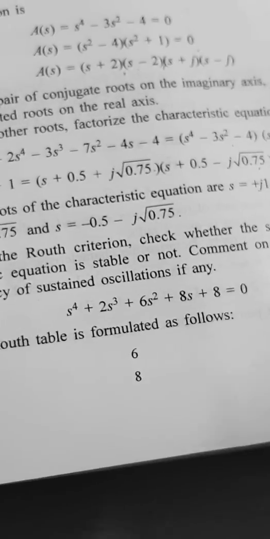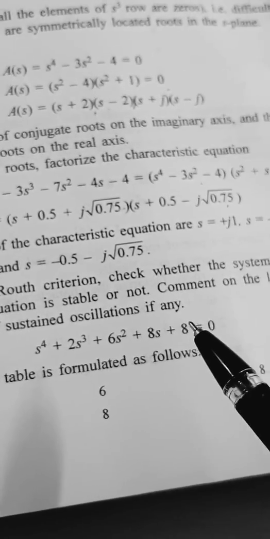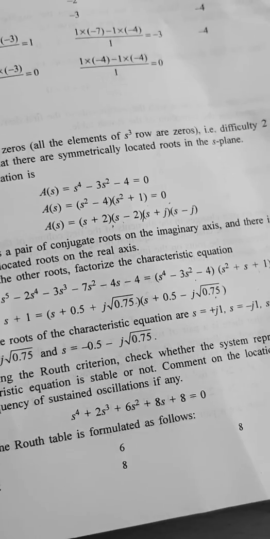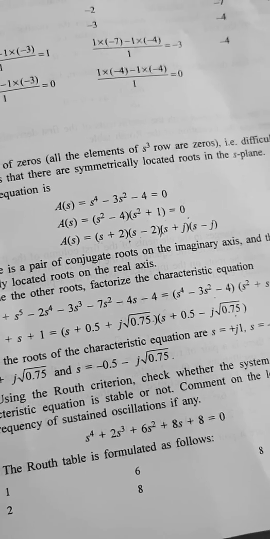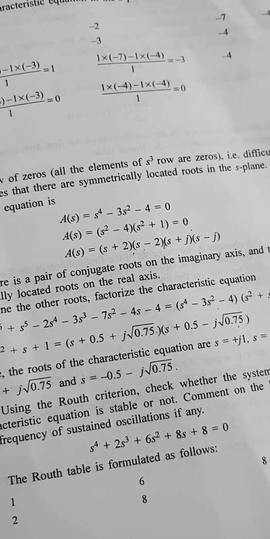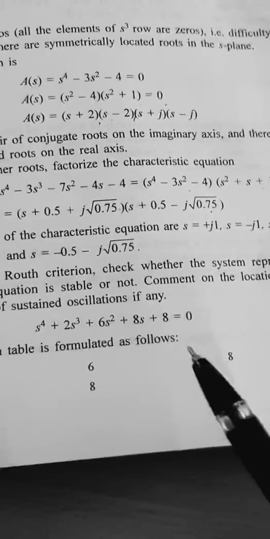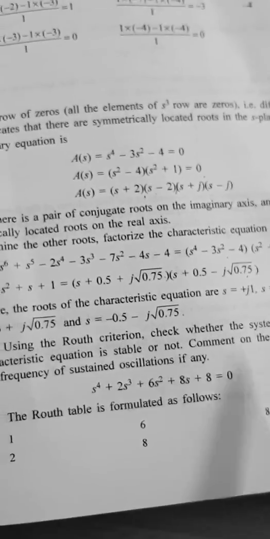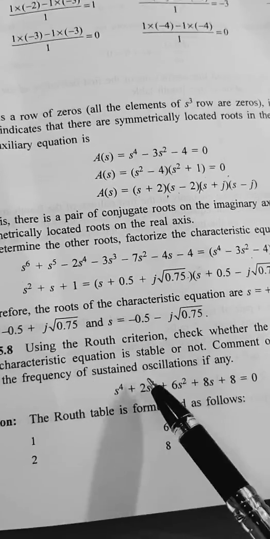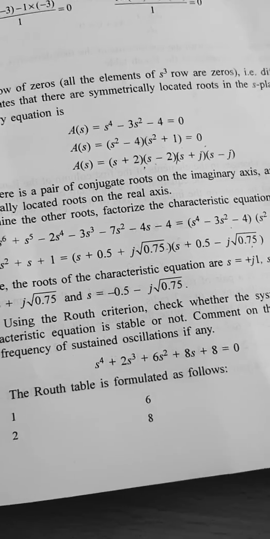Now the next problem: using the Routh criterion, check whether the system represented by the following characteristic equation is stable or not. Comment on location of roots. Determine the frequency of sustained oscillation, if any. This is another form of exam question.